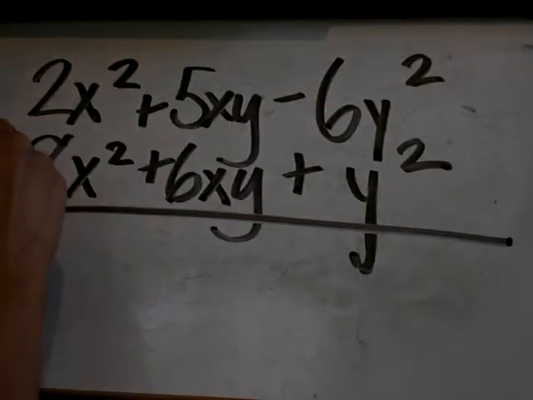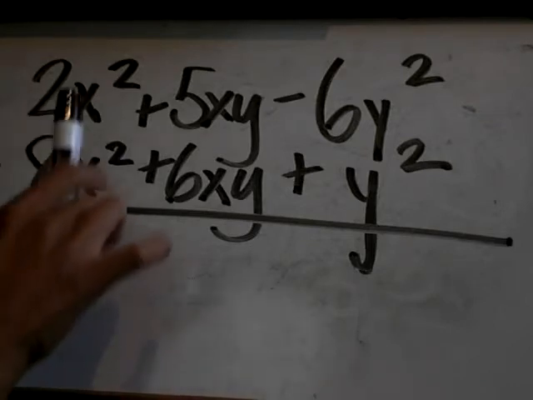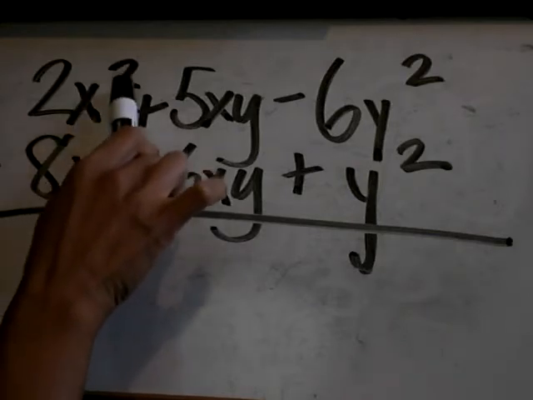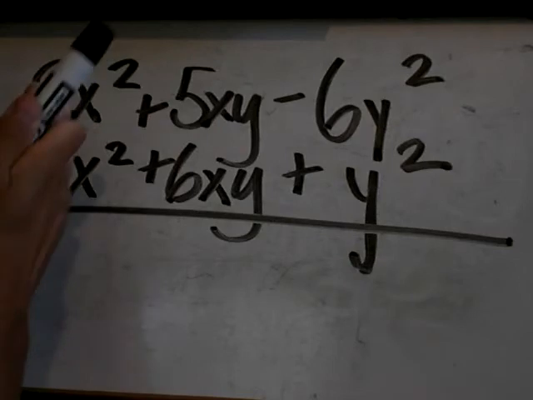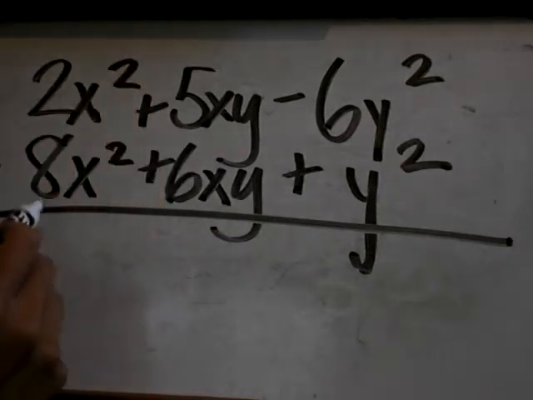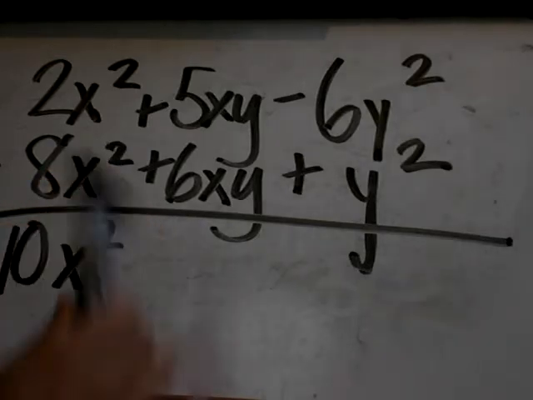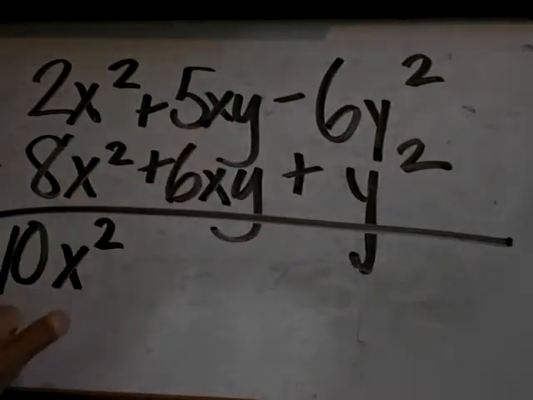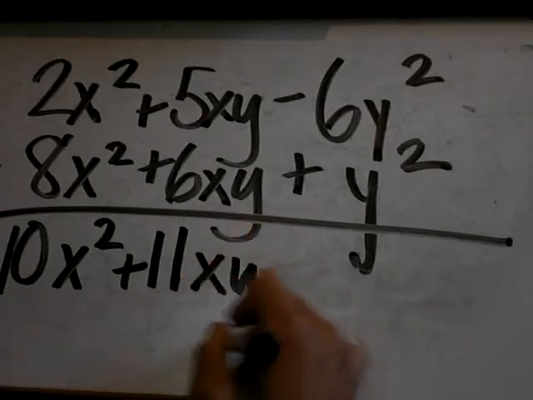So when we add these polynomials, you can only add the monomials, or the terms, the like terms. Now see, we have x to the second here, and this is also x to the second. So they are like terms, so we can add them. So 2x to the second plus 8x to the second makes 10x to the second. And then 5xy plus 6xy, that's positive 11xy.